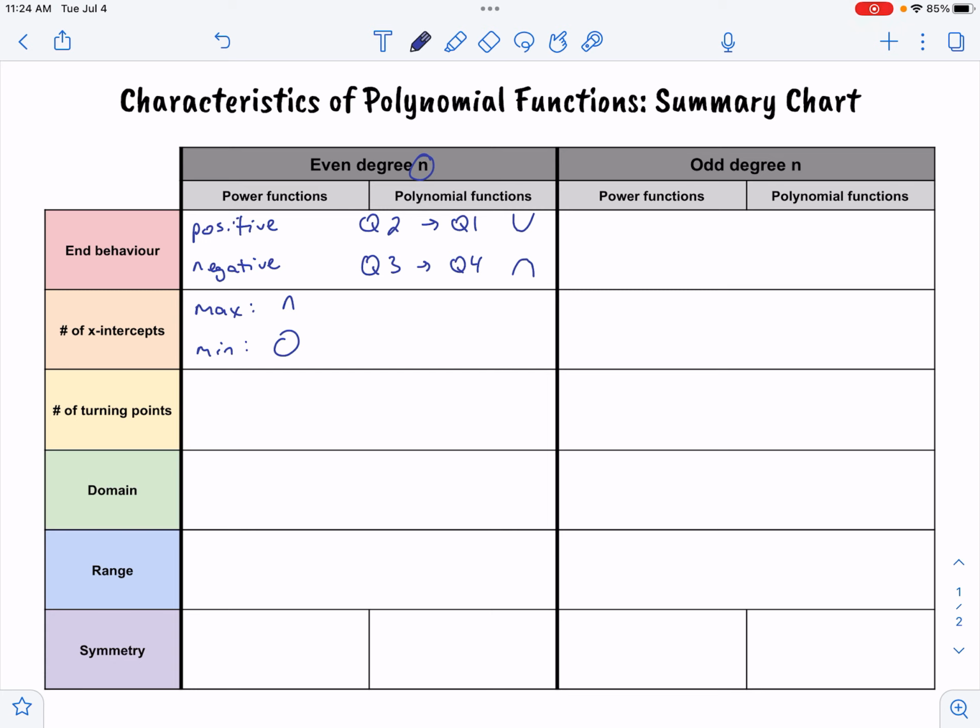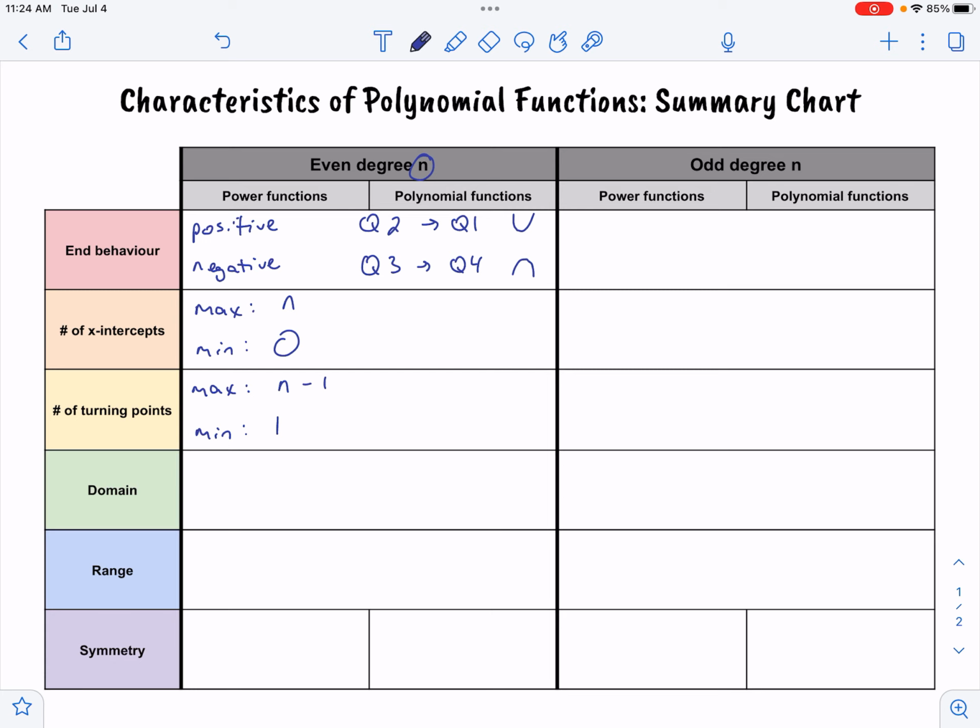In terms of the number of turning points, our maximum number of turning points is actually just going to be 1 less than the degree that we have. So if we have a degree 6, for example, then it would be 1 less, it would be 5. And the way we just write this is n minus 1. However, all even degree power and polynomial functions always have at least 1 turning point. Again, think of a parabola. That is your simplest version. It has 1 turning point.